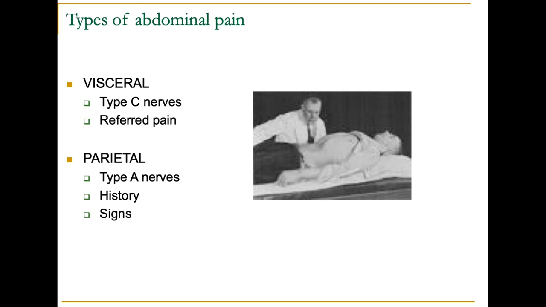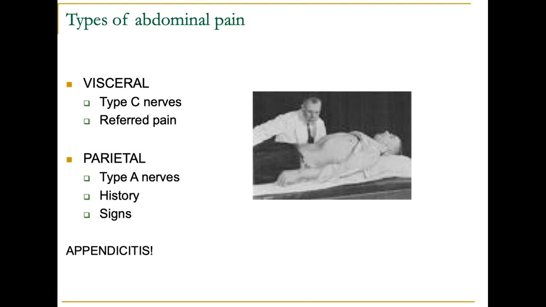This is in contrast to the parietal type of pain. The parietal peritoneum is very richly innervated with type A nerve fibers, and these are transmitted through the dorsal column in the spine. This area is very richly innervated, so any pain is immediately transferred and the person is made aware of it. It is very well localized, and it has very typical signs of guarding, rebound, percussion tenderness, and rigidity of the overlying muscles.